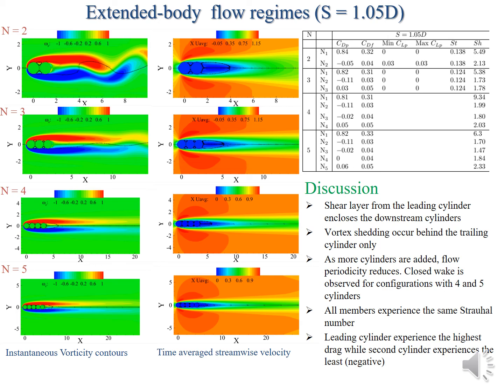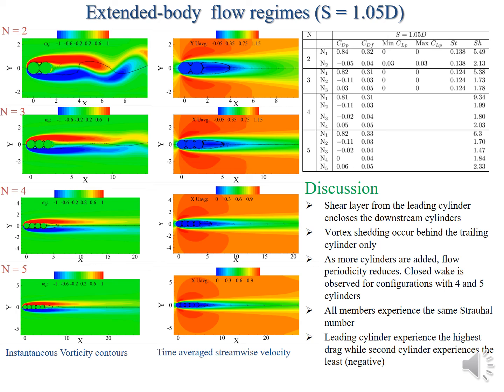So that makes it have a negative drag due to pressure. Anyway, let's see what happens as we increase the number of cylinders. We saw that the streamlined wake becomes closed. We have a closed wake here.